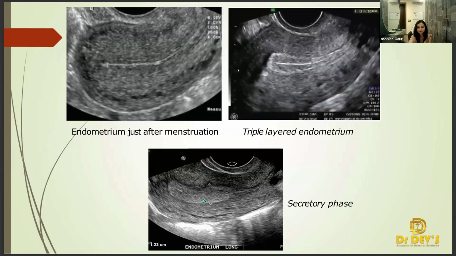That is the secretory phase. The whole of the endometrium is of one echogenicity. There is no differentiation of hyperechogenic, hypoechogenic, or the most echogenic. So when we see such kind of echogenic endometrium, again, it is nothing but the secretory phase.